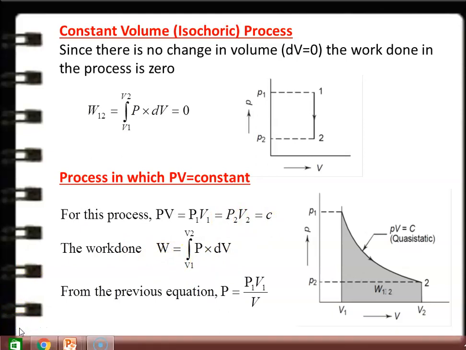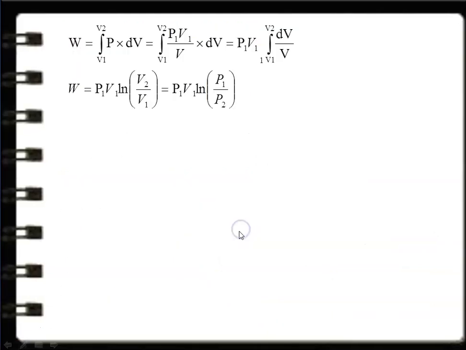Integrating the equation W equal to integral of PdV, we substitute P from the previous equation. From this equation, we find P equal to P1 V1 by V, and we substitute here and integrate. So, substituting P equal to P1 V1 by V into dV, P1 V1 is a constant, take it outside and integrate V1 to V2, integral dV by V, which gives P1 V1 logarithmic of V2 by V1.